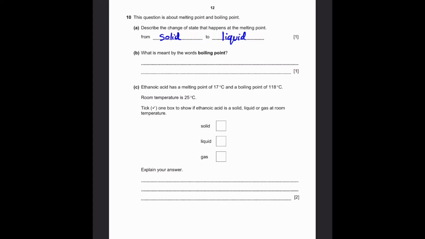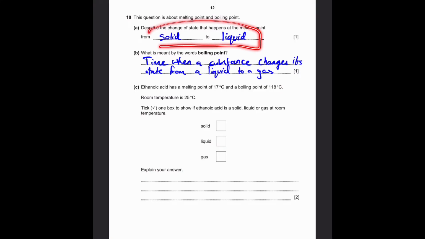The definition is quite similar to melting point, except it is the time when a substance changes its state from a liquid to a gas. The only difference between melting and boiling point is that melting is solid to liquid, boiling is liquid to gas.